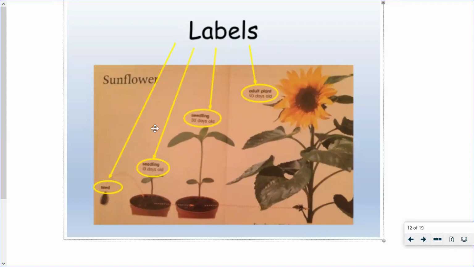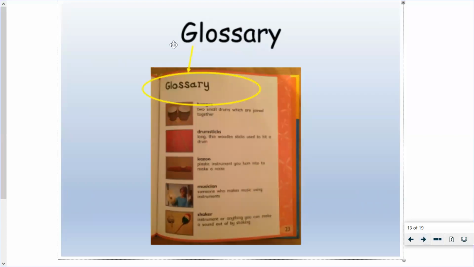So as you can see, each of these have a label that tells us what we're looking at in the photograph. It gives us more information about it. And then at the back of the book, you normally find a glossary. The glossary is different words that you might not know about. So if you come across a word that you don't know in an information text, you can go to the glossary and find out what this word means.